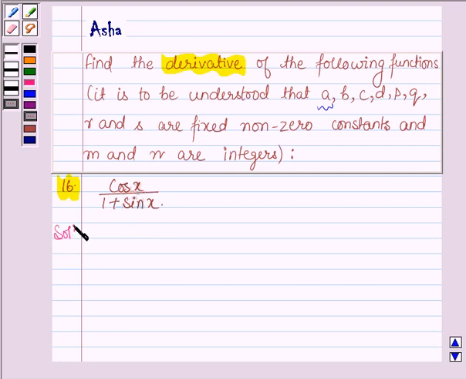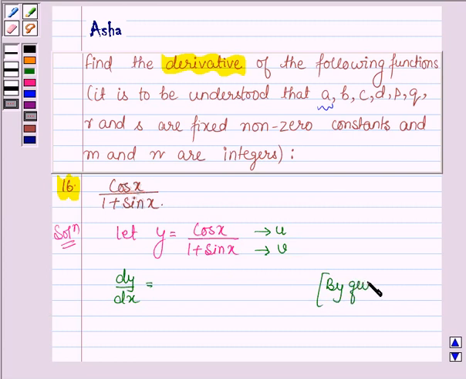So let's start with the solution and let us denote the given function by y. So y is cos x upon 1 plus sin x. Let us denote the numerator by u, that is cos x, and the denominator by v, that is 1 plus sin x. Now we have to find its derivative, that is dy upon dx. This is equal to, by the quotient rule of differentiation, derivative of u into v minus u into derivative of v upon v square.